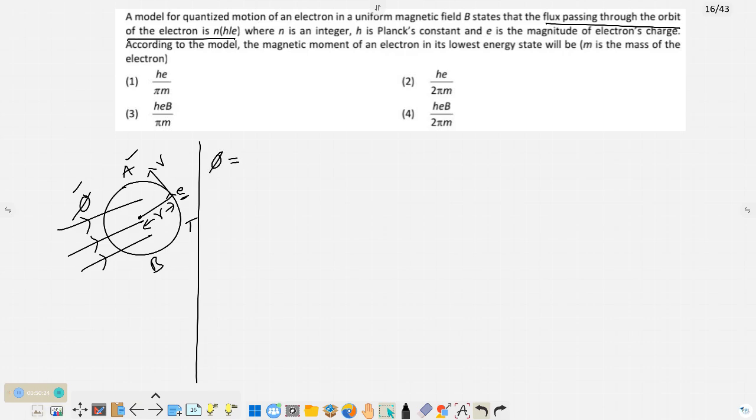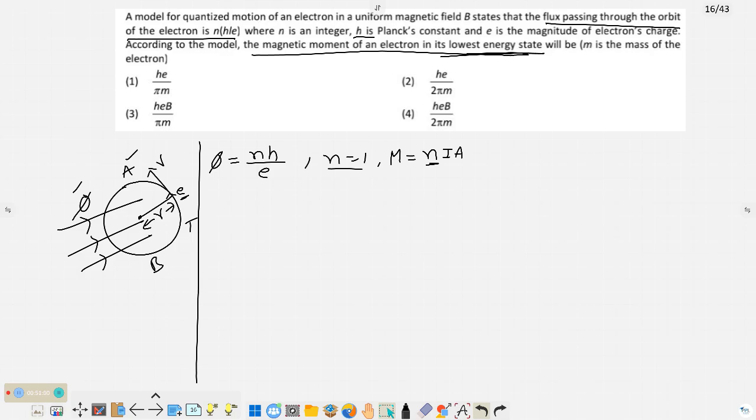The flux passing through the orbit of the electron is given as n h by e, where n is an integer, h is Planck's constant, and e is the magnitude of the electron charge. They are asking to find, according to the model, the magnetic moment of the electron in the lowest energy state. Lowest energy state means n is equal to 1. What is the magnetic moment they are asking? The magnetic moment m is given by the formula N I A, where N is 1.